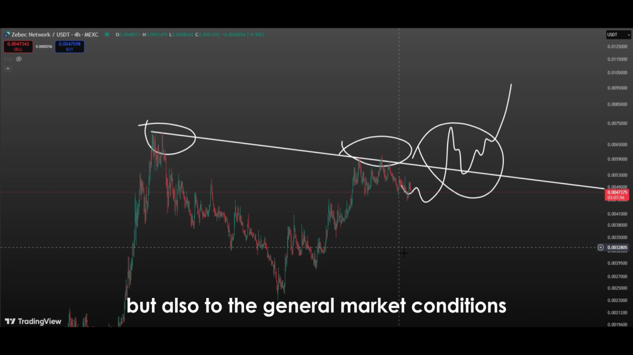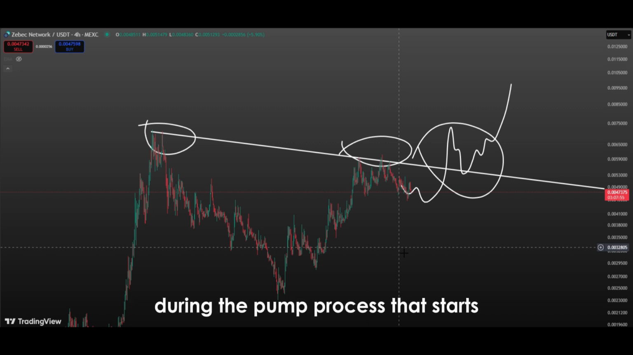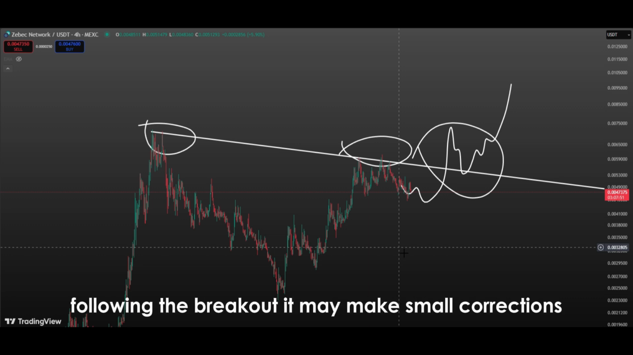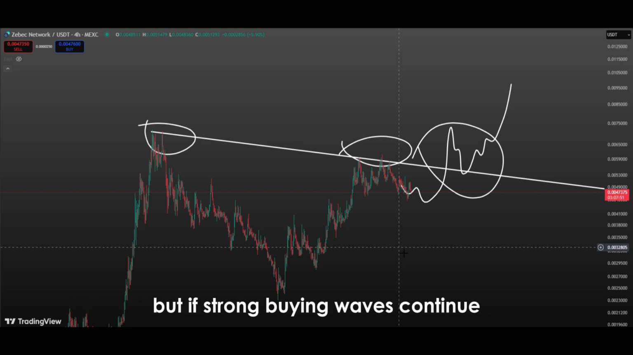general market conditions. During the pump process that starts after a descending trend is broken, short-term targets are often determined using technical analysis tools. Fibonacci retracement levels, past horizontal resistance zones, and moving averages are frequently used for these targets. After the price reaches its first targets following the breakout, it may make small corrections, but if strong buying waves continue, higher targets may be tested.